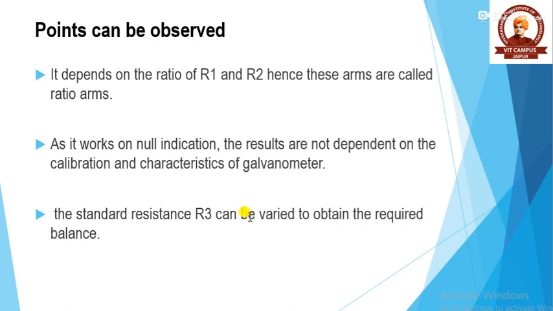The following points can be observed. It depends on the ratio of R1 and R2, so these arms are called the ratio arms. As it works on null deflection, the results are not dependent on the calibration and characteristics of the galvanometer. The standard resistance R3 can be varied to obtain the required balance.